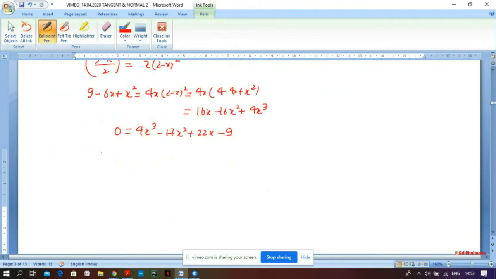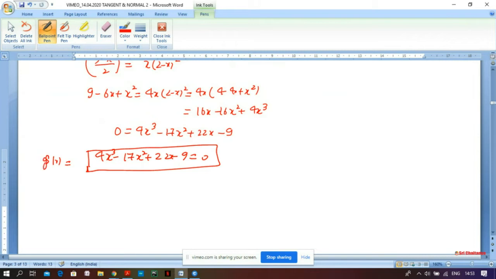So I will end up with 4x cubed minus 17x squared plus 22x minus 9 equal to 0. Let's pretend for the moment that we don't know its special roots. So it's like a polynomial, call it g of x, some polynomial. So obviously we would like to find first the integer roots. And when we check g of 1, that is 4 minus 17 plus 22 minus 9, that happens to be 0.